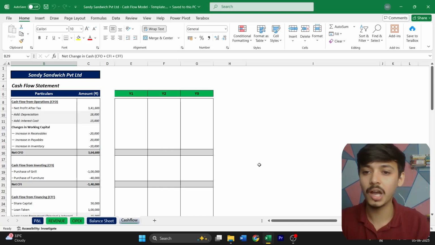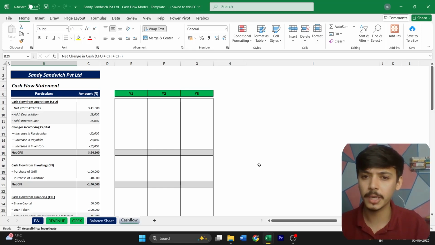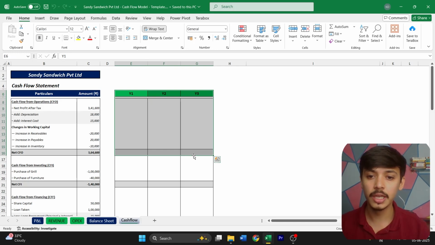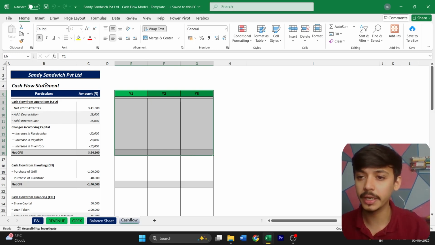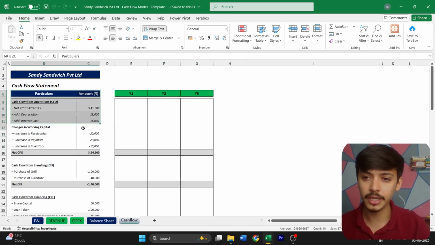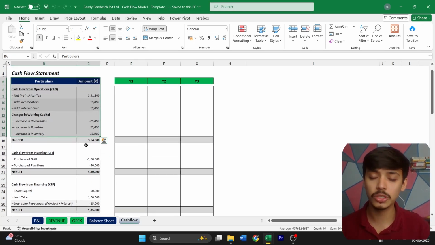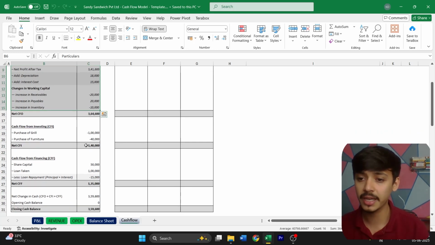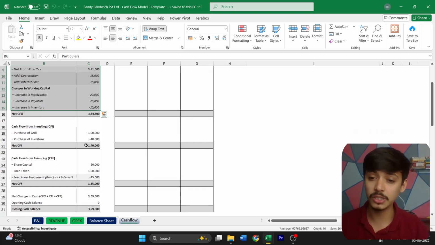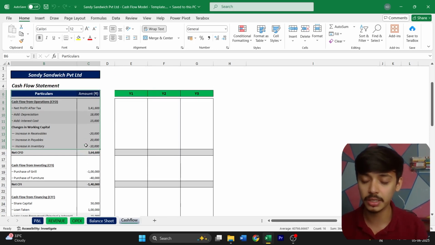Okay, so here we are on the template of the cash flow statement where now we will be calculating cash flow for the next 3 years. In the previous video, we calculated the cash flow for the current year where we understood how much cash Sandy has in his bank account based on these three elements of cash flow, that is CFO, CFI and CFF. Now in this video, we are going to understand how it will be calculated when we are projecting for the next 3 years based on the assumptions that we have taken.